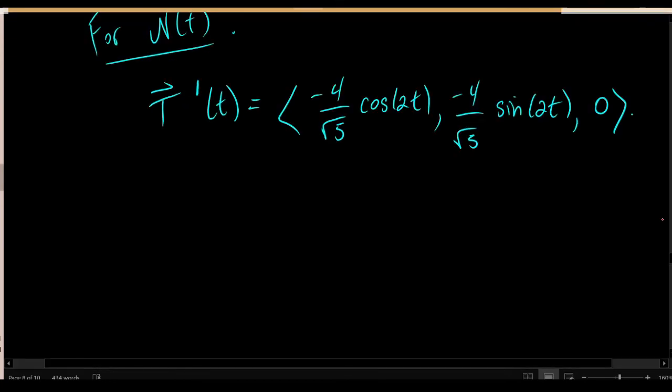The derivative of the unit tangent vector may not be a unit vector anymore. So let's go ahead and find the length of T prime and then divide out that length to make it a unit vector.